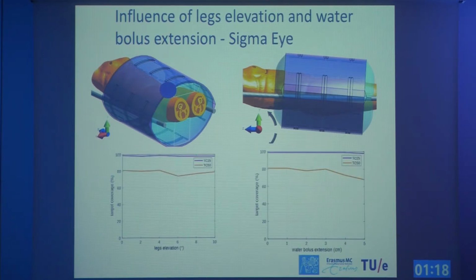Here are the results for this patient. We did the leg elevation in steps of 2 degrees, and as you see, there is no influence on TC25. There is a small drop in TC50 for the elevation from 0 to 10 degrees. The TC50 also starts to go down after 3 centimeters of water bubble extension. This is just an example to show you the possibilities of the tool we have been developing.